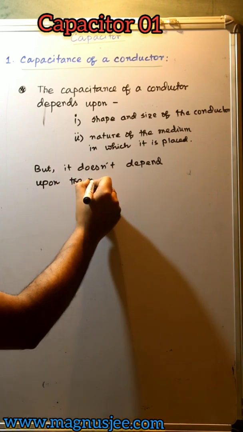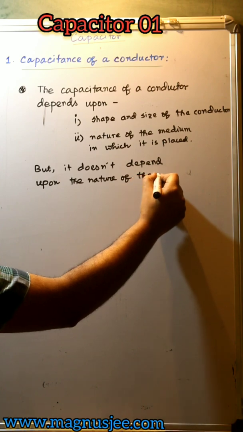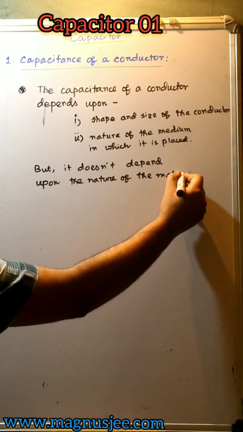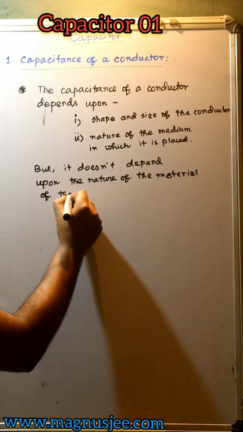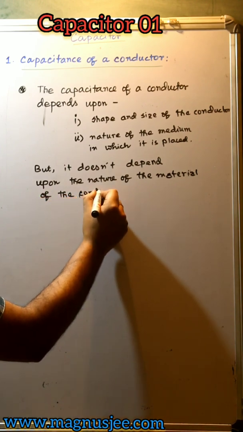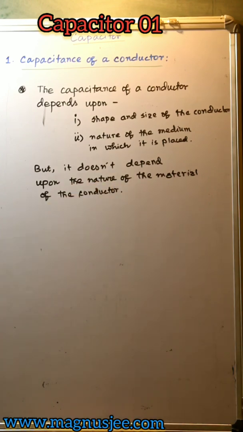The capacitance of a conductor depends upon the shape and size of the conductor, and also it depends upon the nature of the surrounding medium in which it is placed, but it does not depend upon the nature of the material of the conductor. This is all about the capacitance of a conductor.